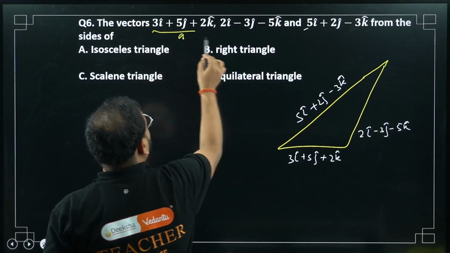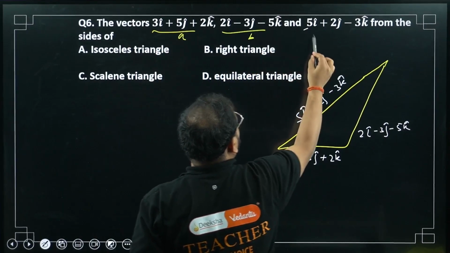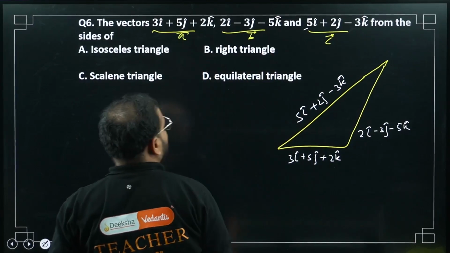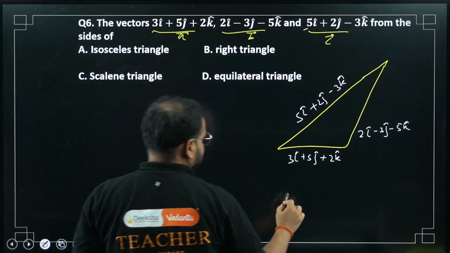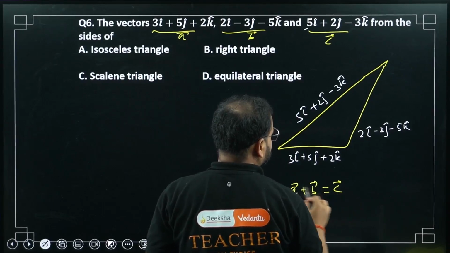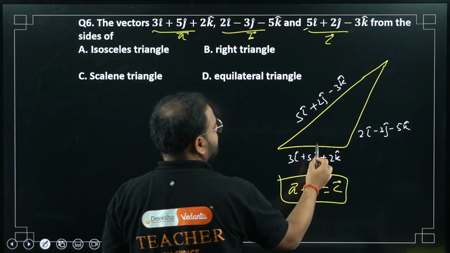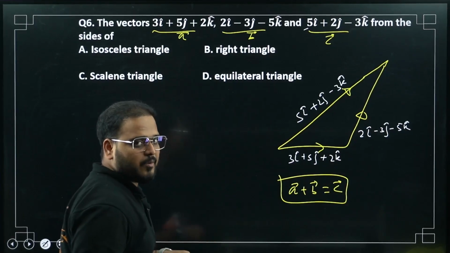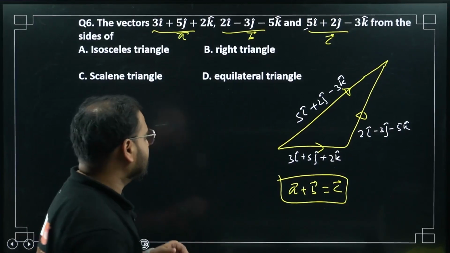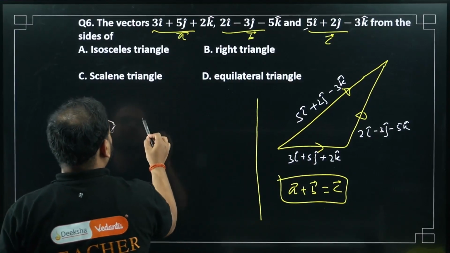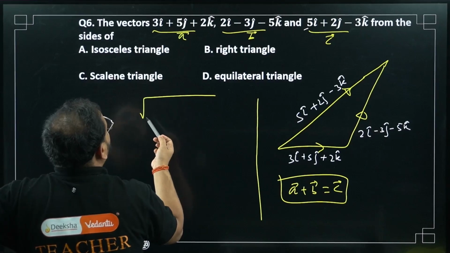It means if I write these vectors to be vector A, vector B and vector C, then I'm getting vector A plus vector B equals to vector C, right? You can see the triangle law of addition over here. I'm getting the result like this. It means it forms a triangle. But which type of triangle? For that I have to find the side length. How can I do that? Please check.